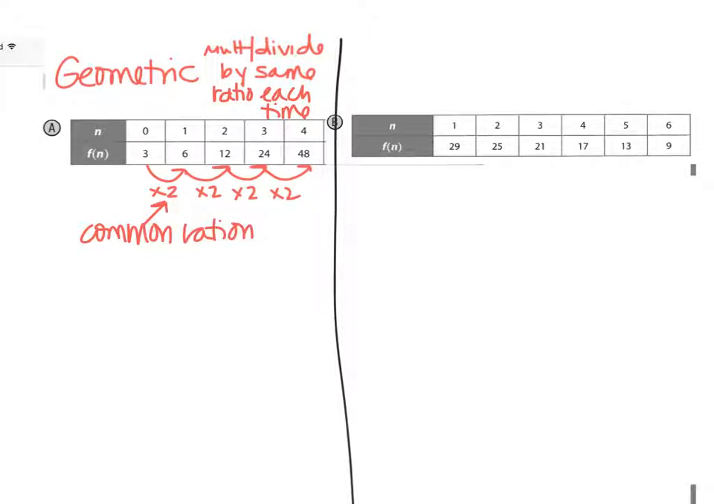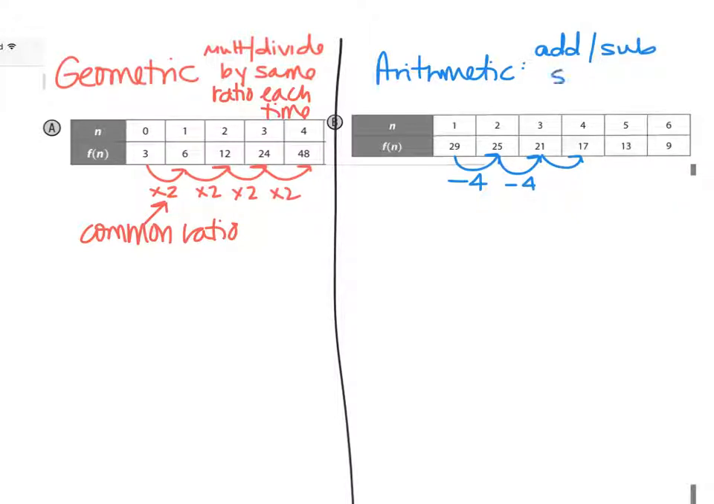Let's look at how the other one might be different. In this other one, we're not multiplying by anything. Notice that you're subtracting 4 every single time. So this second example is an example of arithmetic. The definition is that you're adding or subtracting the same amount each time. We call it the common difference. You can make a note in your notes that this right here is called the common difference.